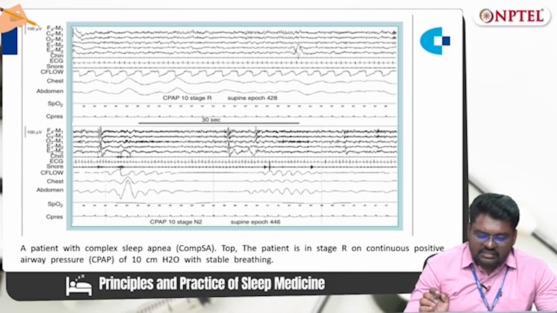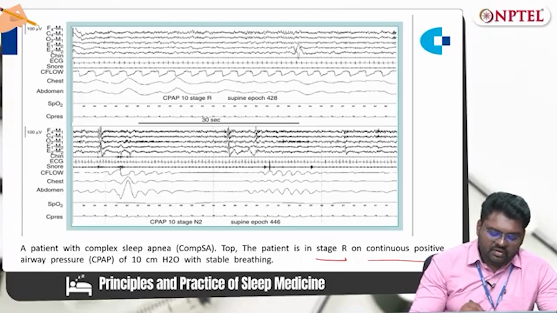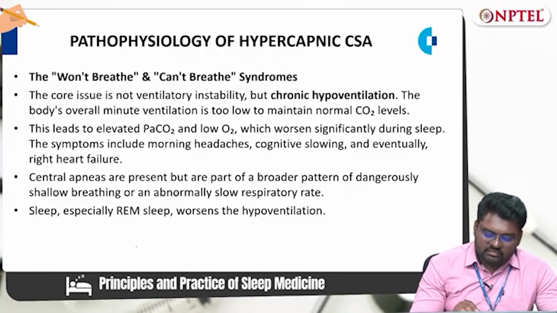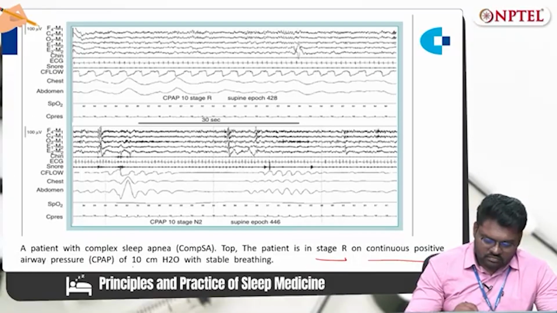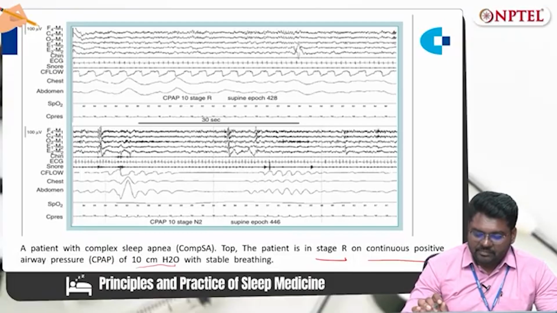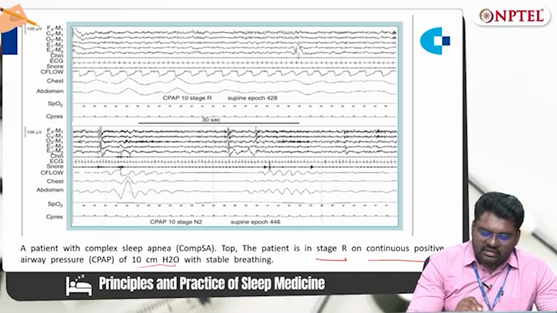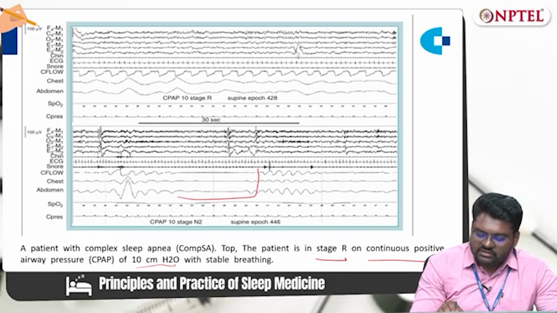This is a polysomnography of a patient with complex sleep apnea. On the top, the patient is in stage R on a CPAP of 10 centimeters with stable breathing. So what happens? After the correction with the CPAP, there will be central sleep apneas.